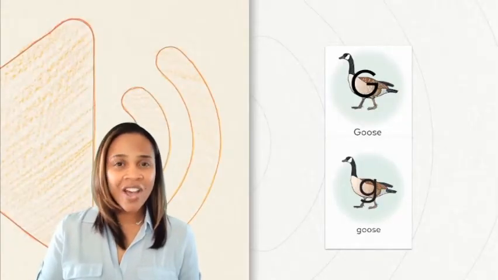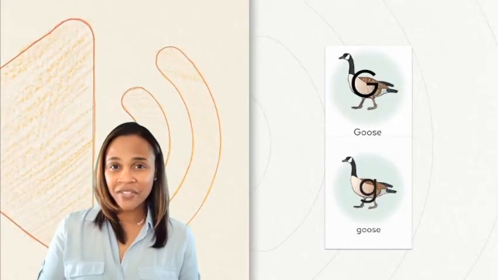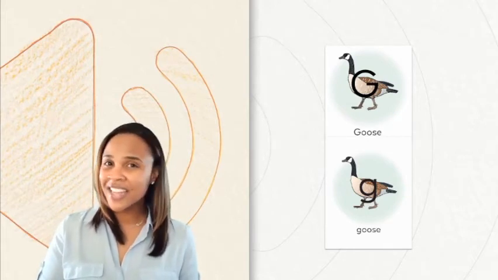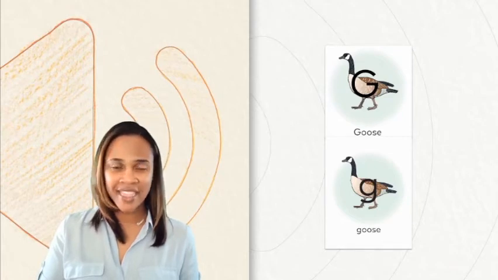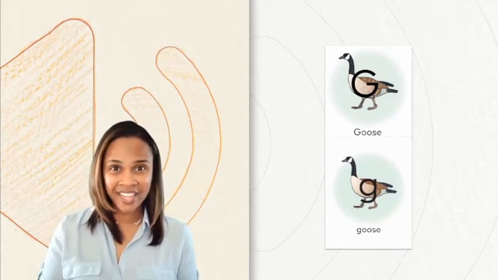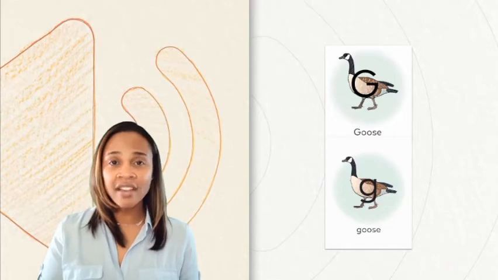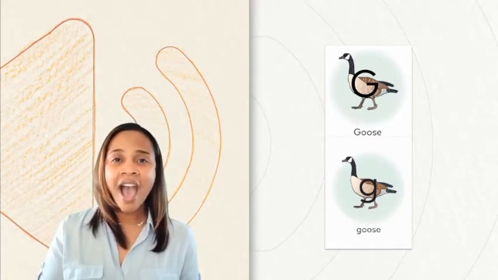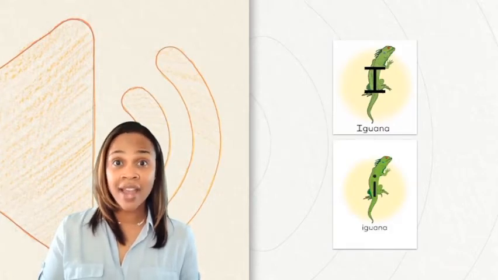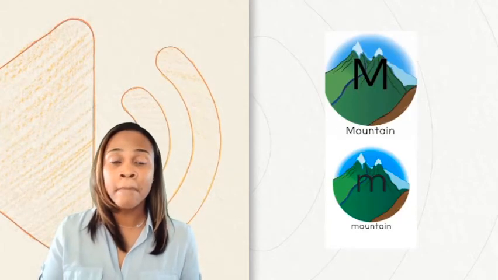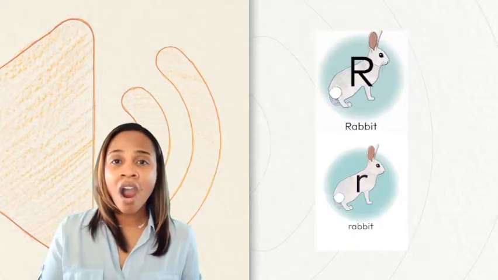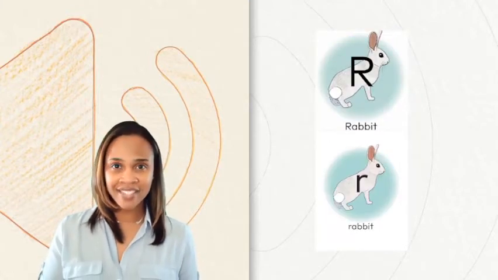Let's practice all of the letters that we've learned so far with our letter sound chant. We'll start with the letter G, and I want you to repeat them after me. Ready? G, G, goops. I, I, iguana. M, M, mountain. R, R, rabbit.